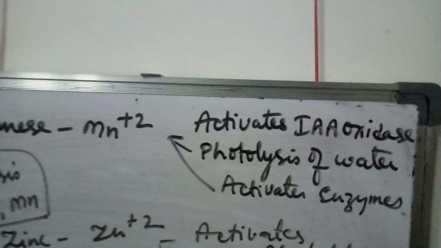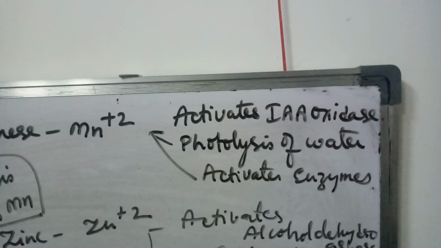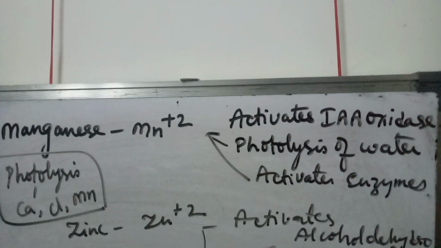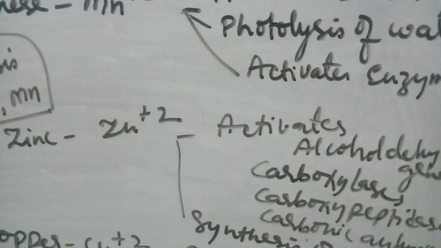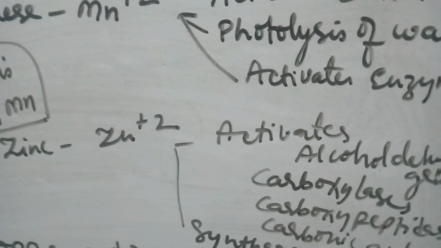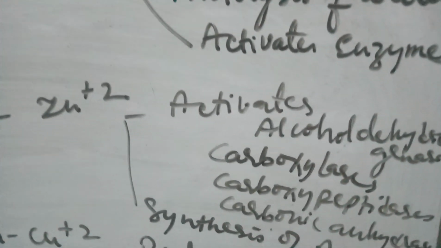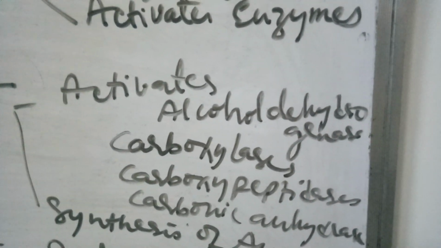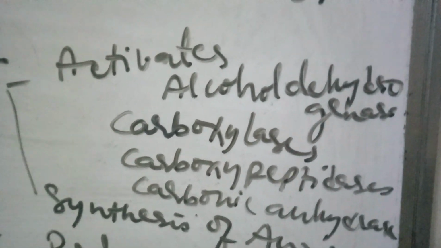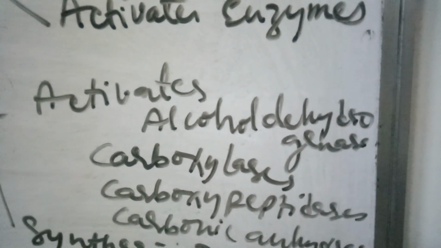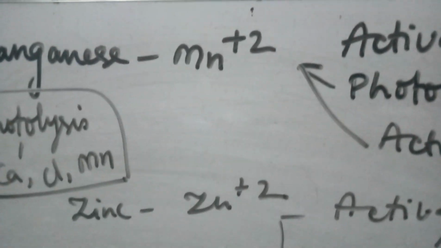So manganese is involved in photolysis of water, activates the IAA oxidase enzyme, and many enzymes related to photosynthesis and metabolism. Coming to zinc, zinc is absorbed in the form of Zn+2. Zinc plays an important role in activating many enzymes. Already I gave this list: alcohol dehydrogenase, carboxylases, carboxypeptidases, and carbonic anhydrases. These 4 enzymes are activated by zinc.